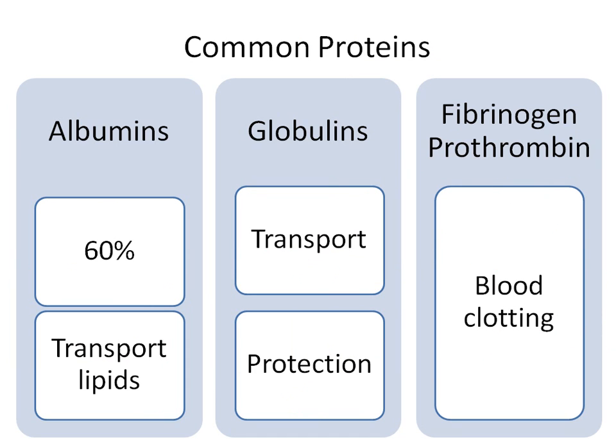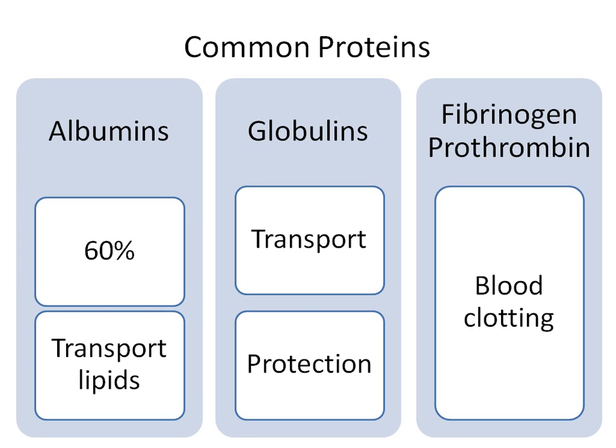So as mentioned, we're going to take a brief look at some of the more common proteins found in the plasma. Over half, nearly 60% of those floating proteins are albumins. Albumins serve to transport lipid molecules. In lecture, I talked about why. So if you don't remember why you can't just dissolve a lipid into the plasma, you should review that.